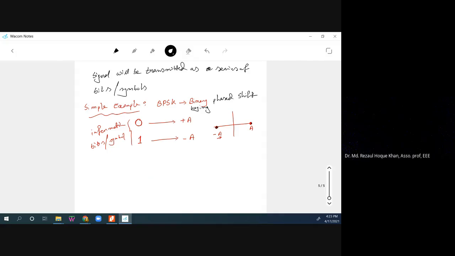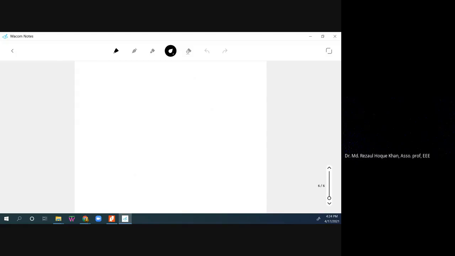Now, what was our transmitted bit previously? Remember, 0, 1, 1, 0, 0, 1. So how do we represent it? So A, minus A, minus A, A, A, minus A. If A represents 5 volt, then 5 volt, minus 5 volt, minus 5 volt, 5 volt, 5 volt, minus 5 volt. Okay, this is the way it will be distributed.